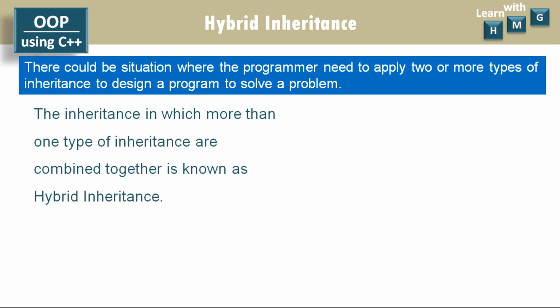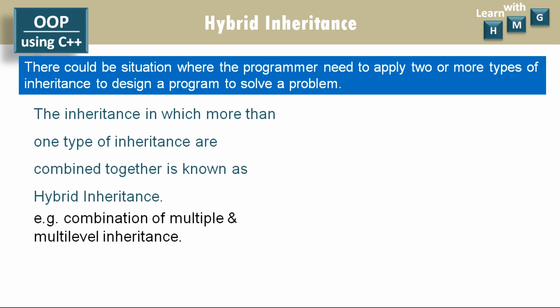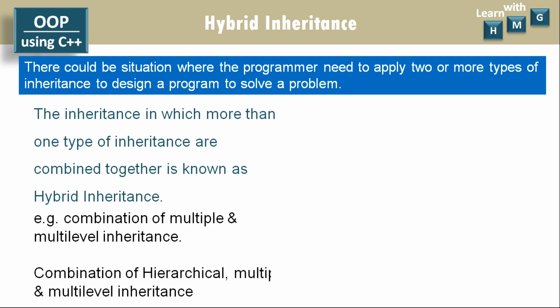So what is hybrid inheritance? The inheritance in which more than one type of inheritance are combined together is known as hybrid inheritance. More than one means it may be a combination of two, three or four types of inheritance. For example, a combination of multiple and multi-level inheritance, or a combination of hierarchical, multiple and multi-level inheritance.